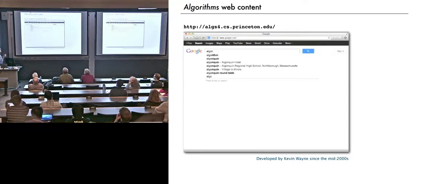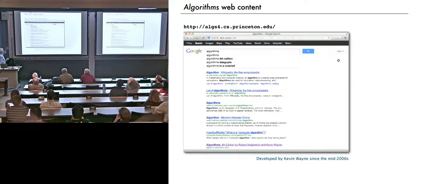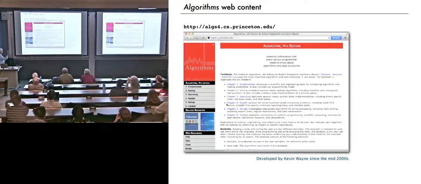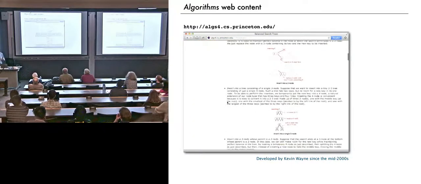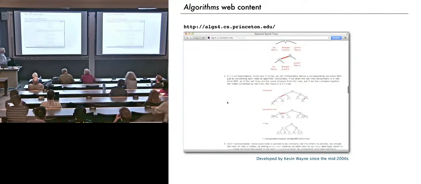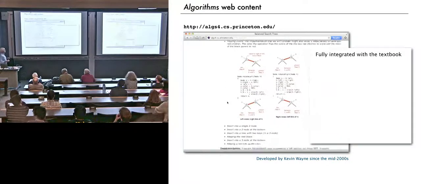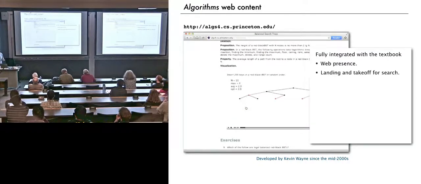The web content, we call a book site. If you type in algorithms, we should still appear on the first page. It's tied tightly to the text. It's got a synopsis of the text, not the whole text. We tell students it's for use while they're on the web. So it's a web presence, so if you search, you can find stuff.